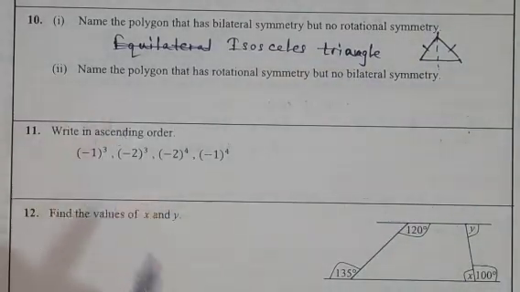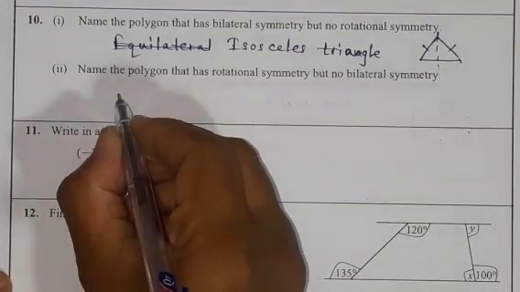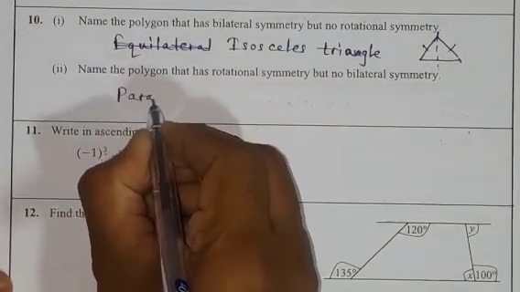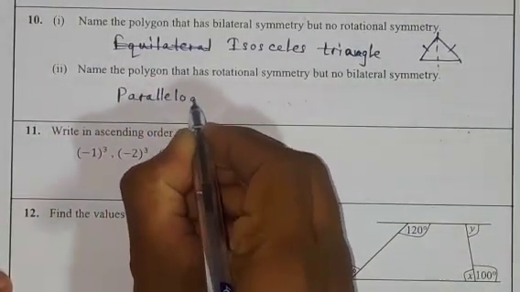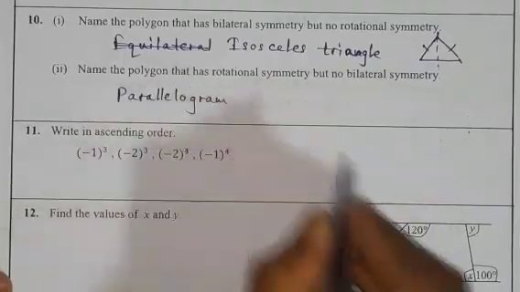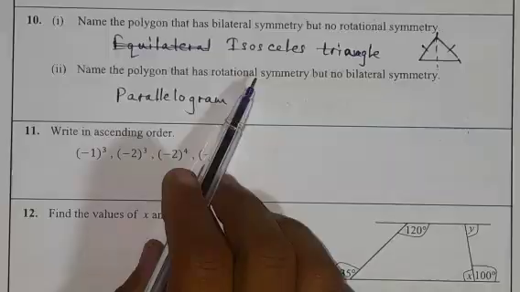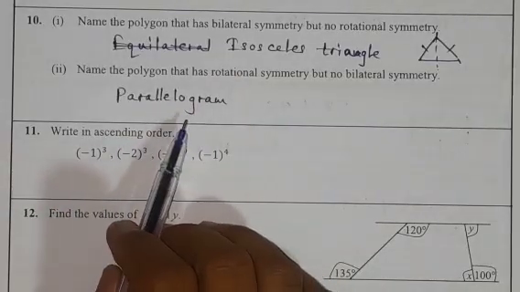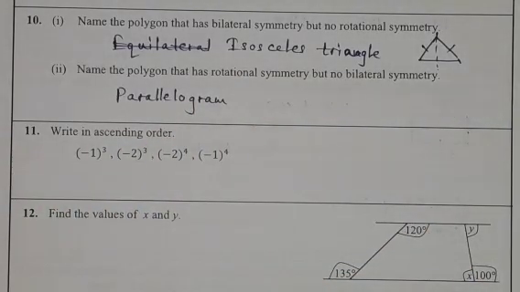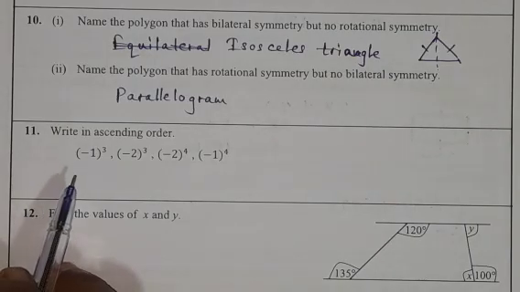Second one, name the polygon that has rotational symmetry but no bilateral symmetry. We can take the parallelogram. Parallelogram is the example. It has rotational symmetry. The order of rotational symmetry in a parallelogram is 2, but it has no axis of symmetry.